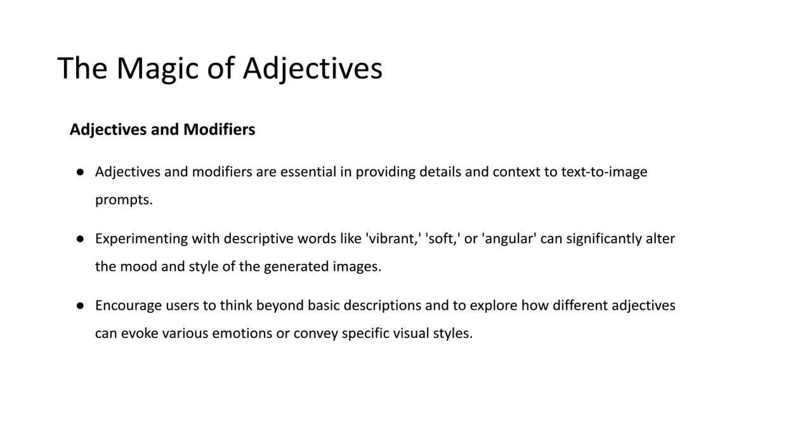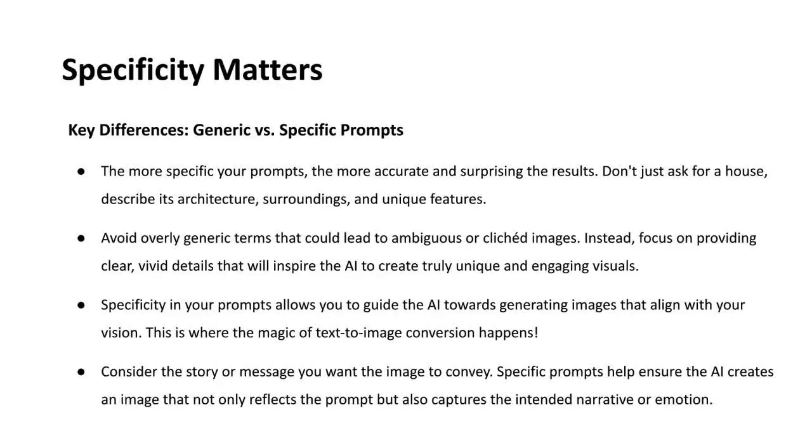Adjectives and modifiers are the secret sauce in text-to-image prompts, the difference between a bland recipe and a dish bursting with flavor. Imagine instructing a chef to make chicken for dinner. The result could be anything: grilled, fried, roasted. But specify an herb-marinated, bone-in chicken roasted on a bed of colorful vegetables, and suddenly the dish comes alive in your mind's eye. The same principle applies to text-to-image AI.